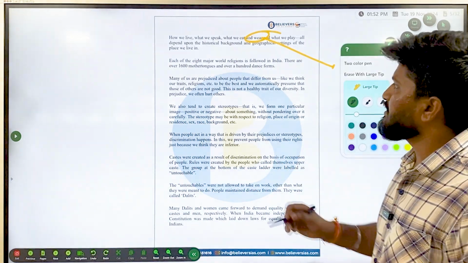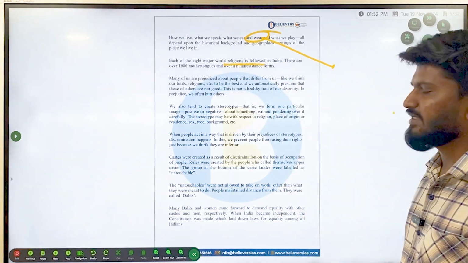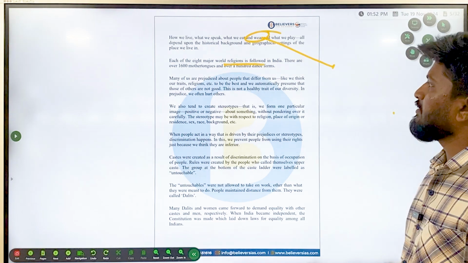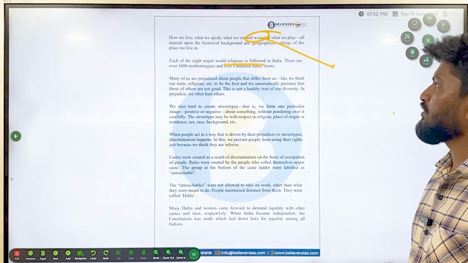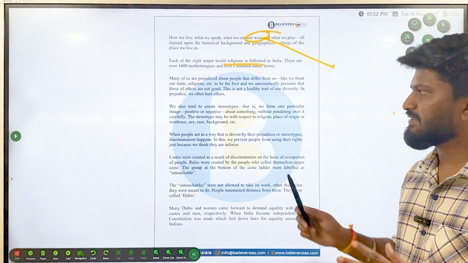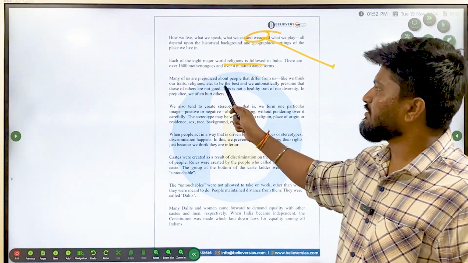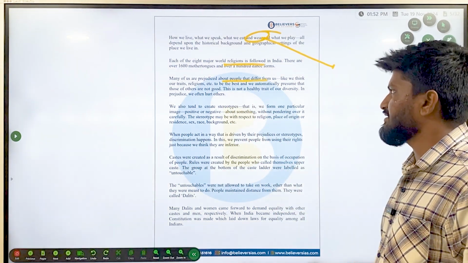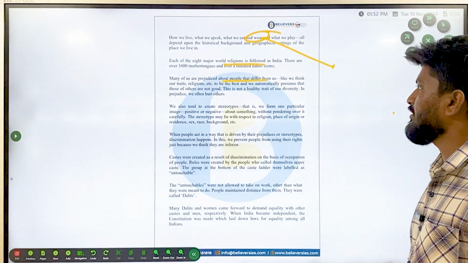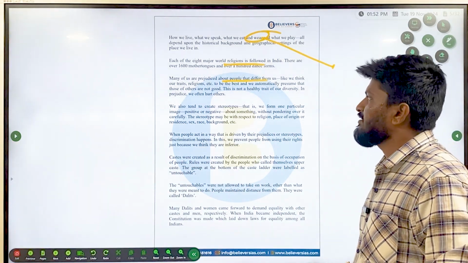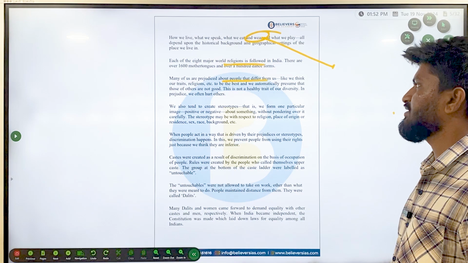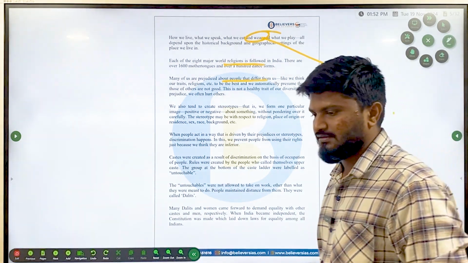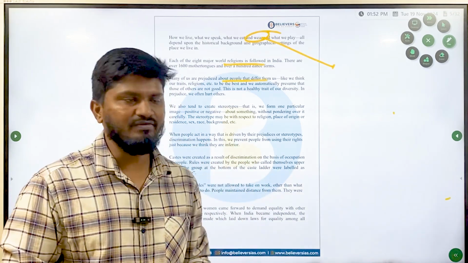Each of the 8 major world religions is followed in India, so there is diversity in religions also. There are 1,600 mother tongues and over 100 dance forms in India. This was already discussed yesterday. And many of us are prejudiced against people who differ from us. We think our traits, religions, etc. are the best, and we automatically presume that those of others are not good. This is not a healthy trait of our diversity. In prejudices, we often hurt others. So this is the negative aspect of diversity.